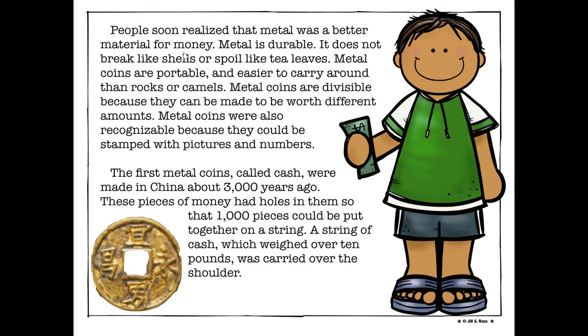The first metal coins, called cash, were made in China about 3,000 years ago. These pieces of money had holes in them so that 1,000 pieces could be put together on a string. See how this has the hole in it? A string of cash, which weighed over 10 pounds, was carried over the shoulder. So if you had 1,000 pieces of the coins, you would put them together on a string called a string of cash and carry that around.